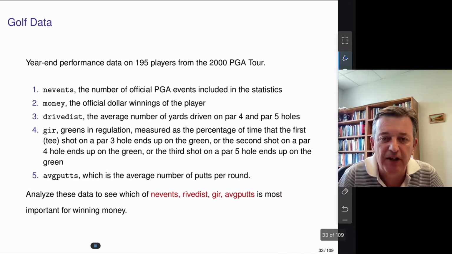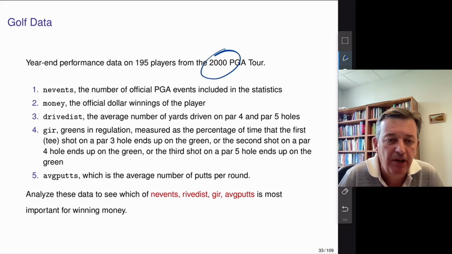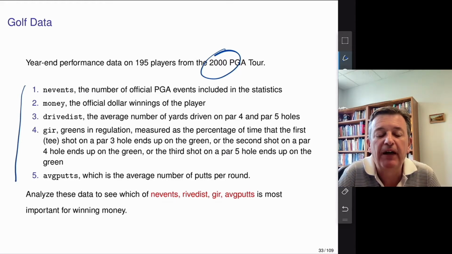Okay, so here's a data set I looked at from 20 years ago in 2000, and I'll update the data set and see how things have changed in the last 20 years. So I was very interested to know what are the key variables that would affect money winnings of players on tour.